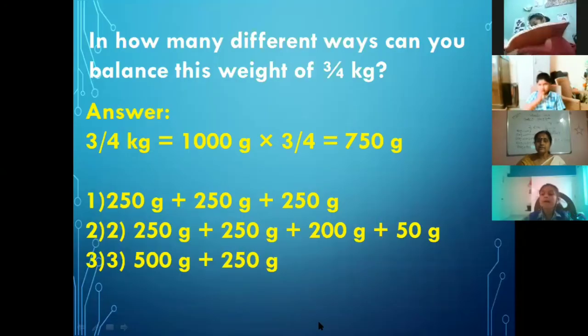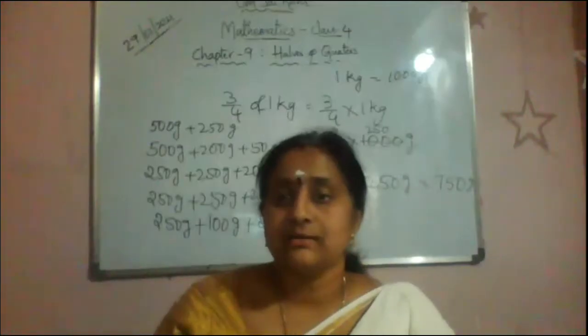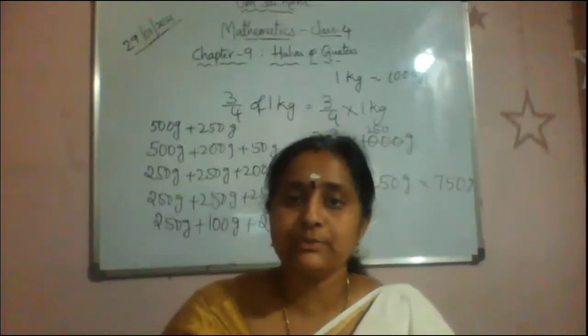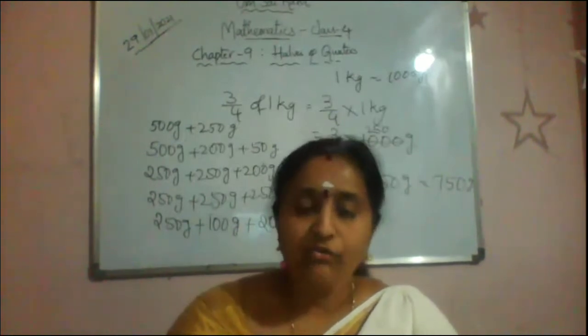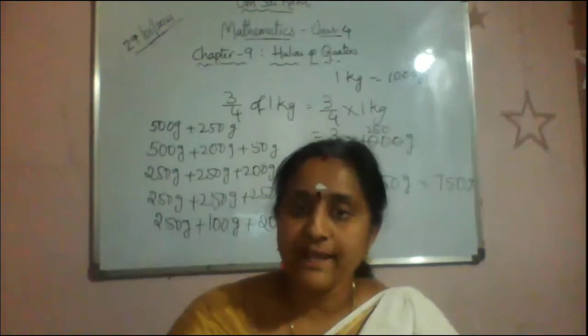Okay, children? Now here you can see some ways how to make 750 by using the weights. Next. On page number 106, children, all of you open your textbook to page number 106. Why is it wrong? Why is it wrong?